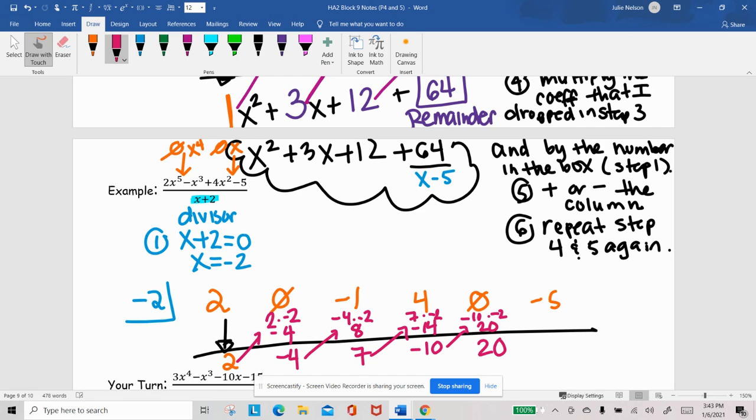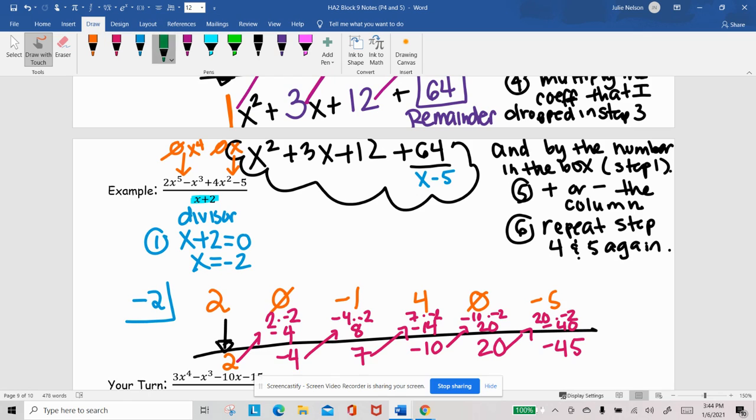Whatever number I drop, it multiplies to the number in the box. So I dropped a 20. 20 times -2 is -40. And I add and subtract going down. -5 and -40 makes -45.